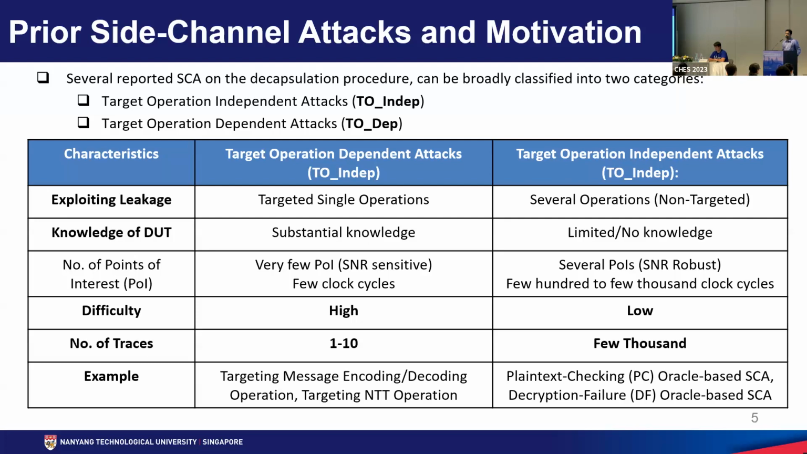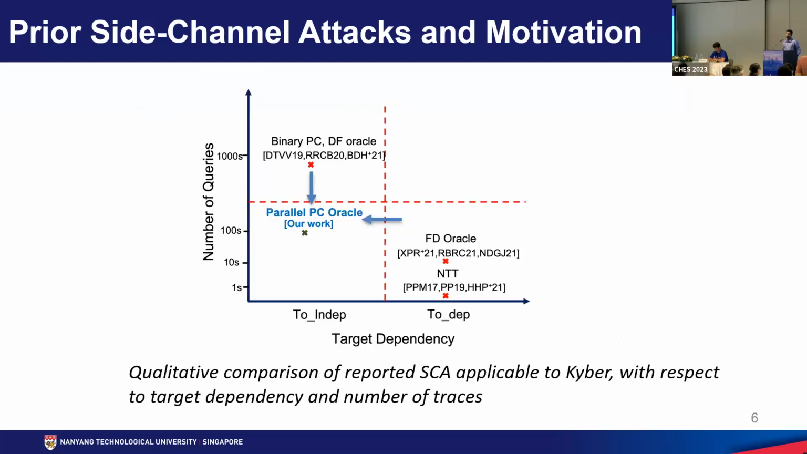The second category is target operation independent attacks, where we do not need substantial knowledge of the operations. The advantage of this method is that you get a lot of points of interest, so it is relatively easy to mount this attack. But the problem is that you need a lot of queries to retrieve the complete secret key. An example of this attack is the well-known plaintext checking based oracle attack. Now we are trying to mount an attack called the parallel PC oracle attack, which requires a lower number of queries to retrieve the secret coefficients. It is also easy to mount because it is target operation independent.